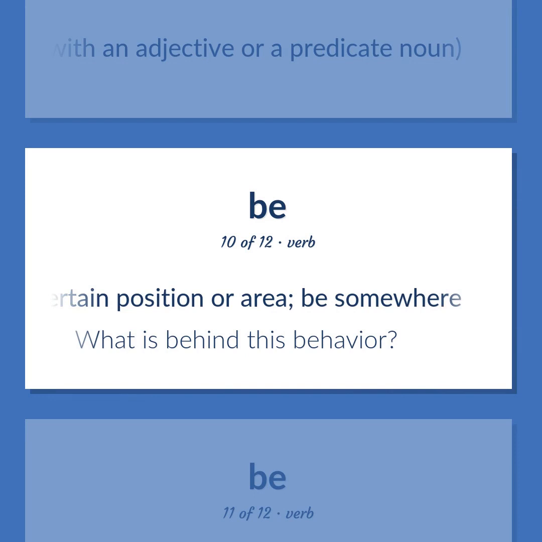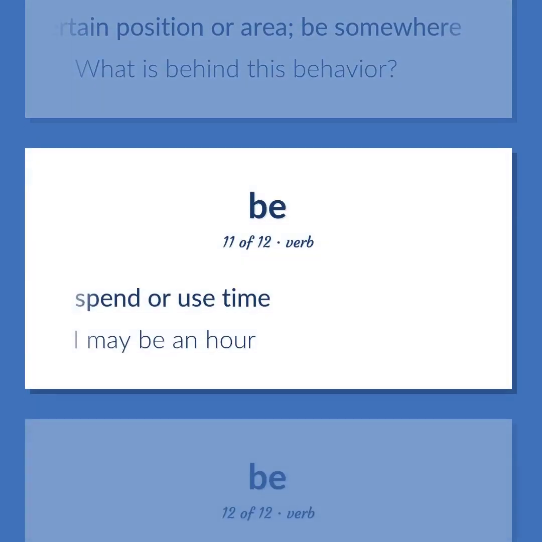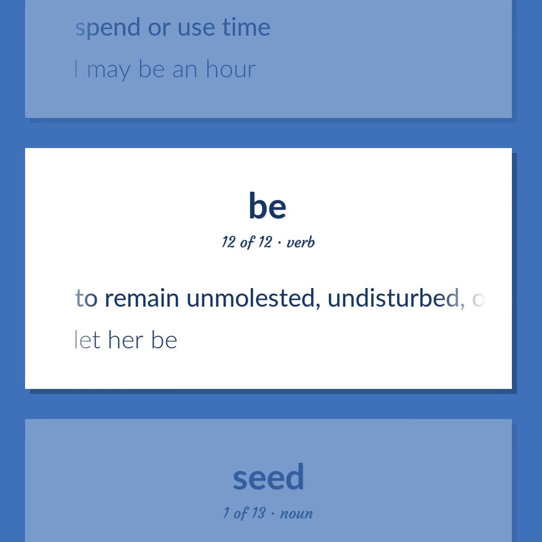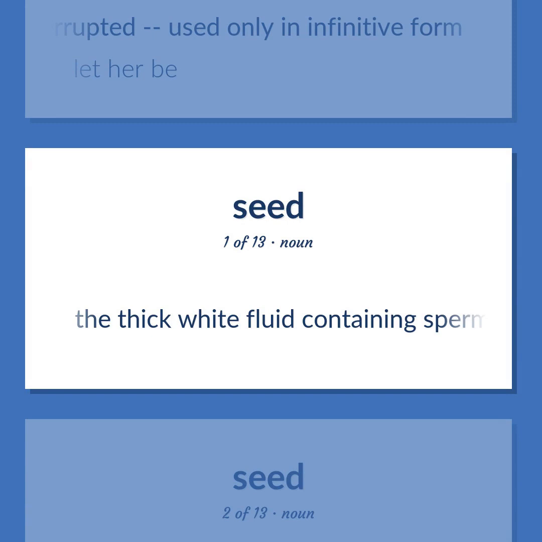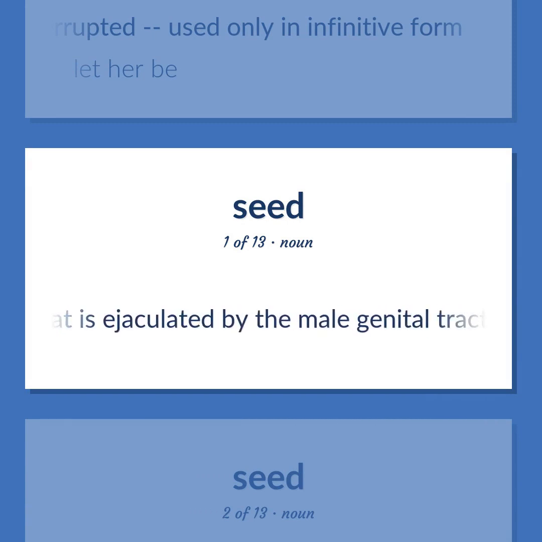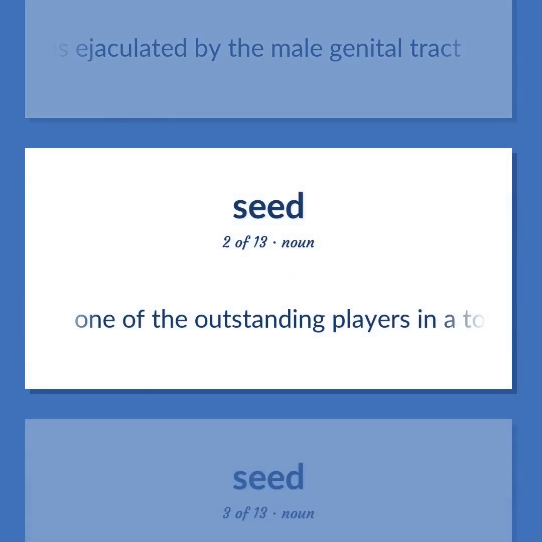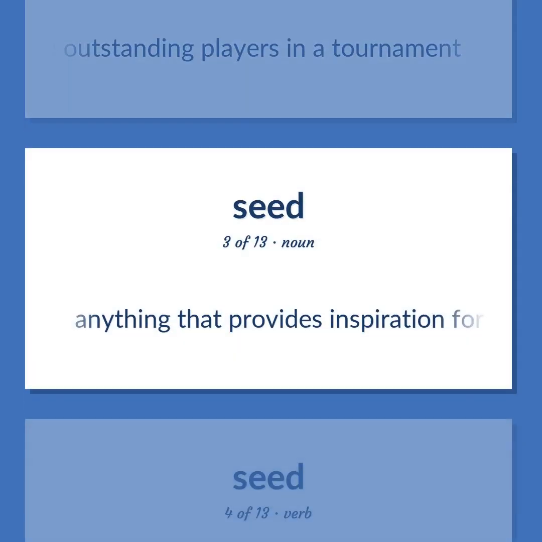What is behind this behavior? Spend or use time. I may be an hour. To remain unmolested, undisturbed, or uninterrupted, used only in infinitive form. Let her be. The thick white fluid containing spermatozoa that is ejaculated by the male genital tract. One of the outstanding players in a tournament. Anything that provides inspiration for later work.